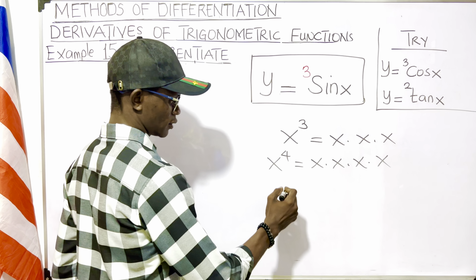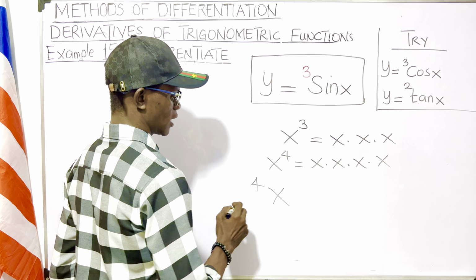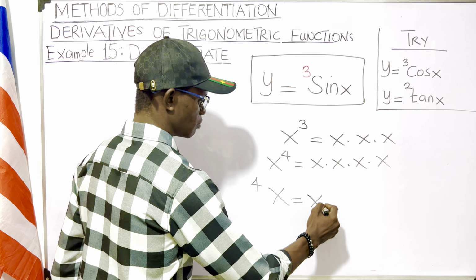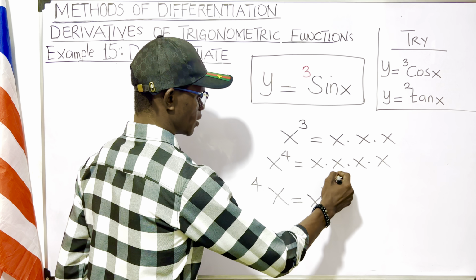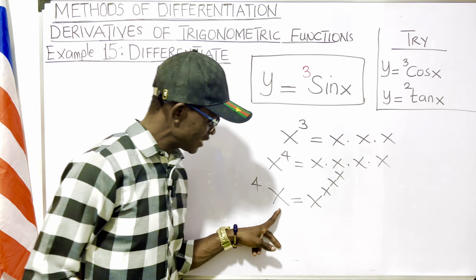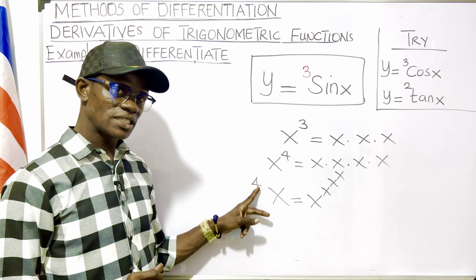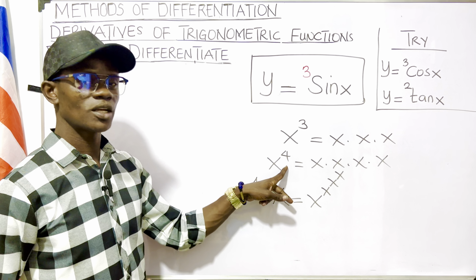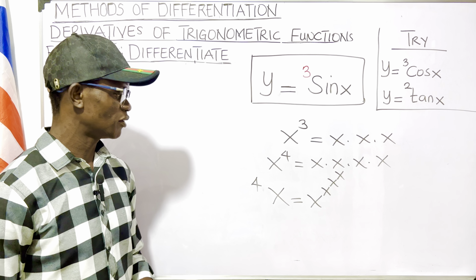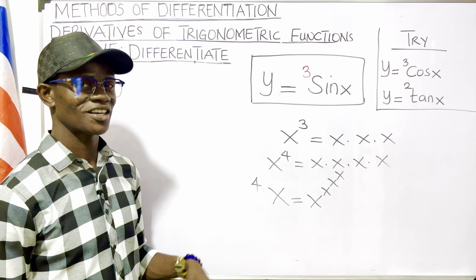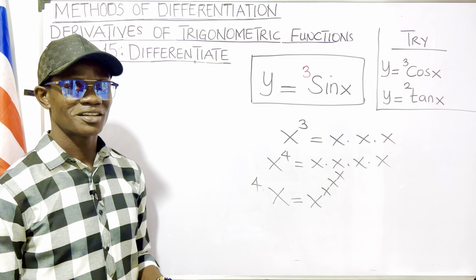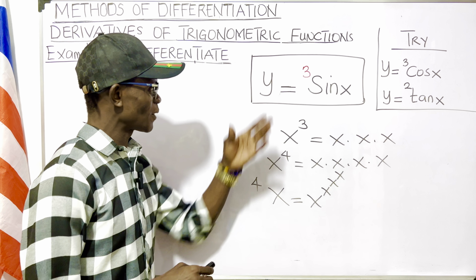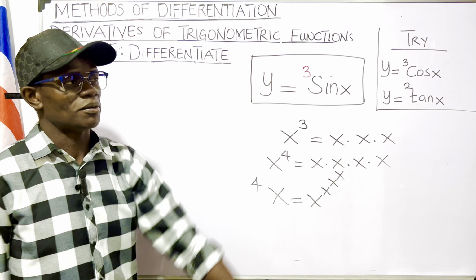So what if it was x back power 4? This means x raised to the power x raised to the power x raised to the power x. It means x is raised to itself 4 times. That's exactly what it means. So there's a difference between this one and this one. I don't know how to really call this, whether I should say a back exponent or back power or something else. So how can we solve this particular problem?